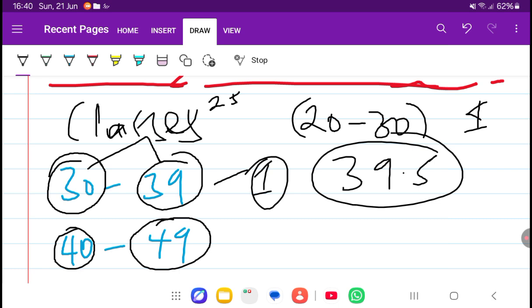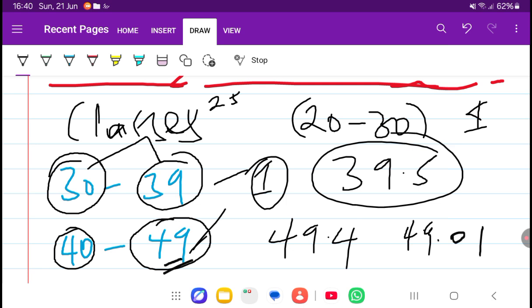So if we find numbers that are maybe 49.4 or 49.01, they are not within this class, meaning they fall in the next class unless we are rounding off. And remember, we say that by the time you bring out these values, we always do the necessary rounding off. Those were the properties of table designs.